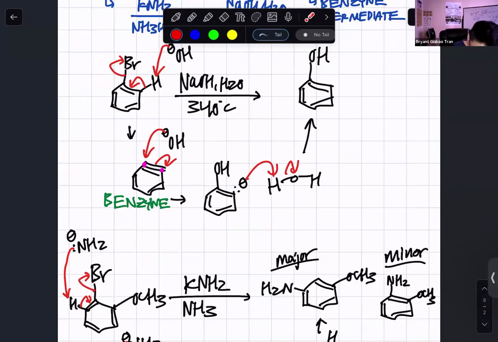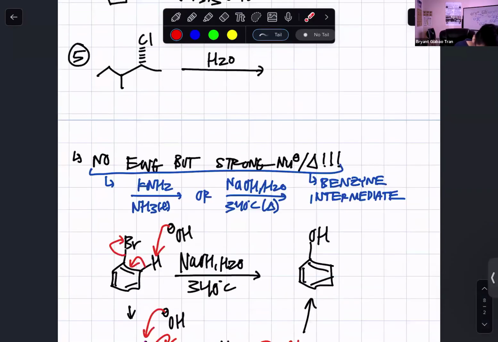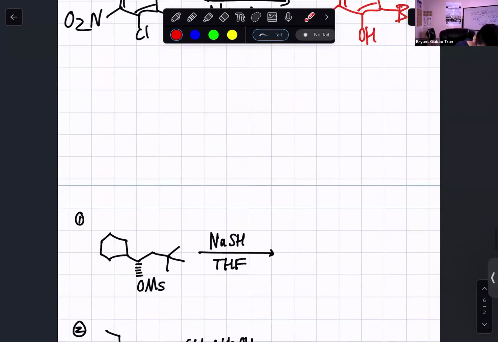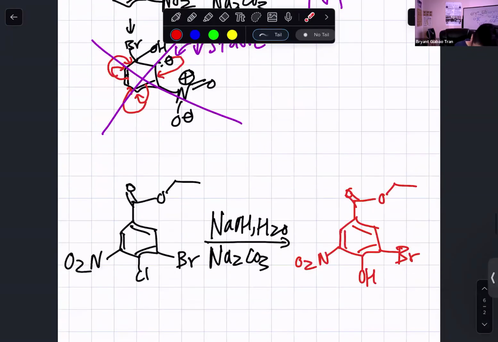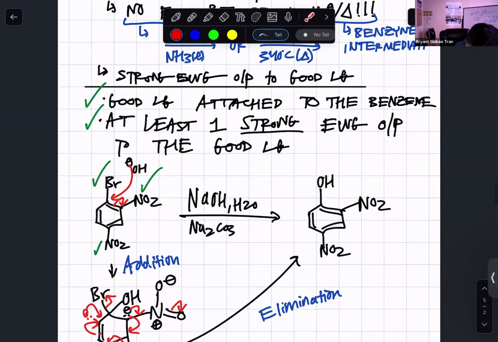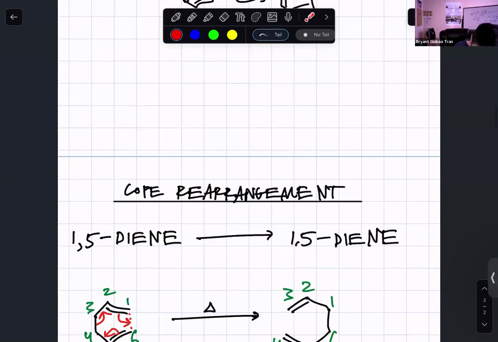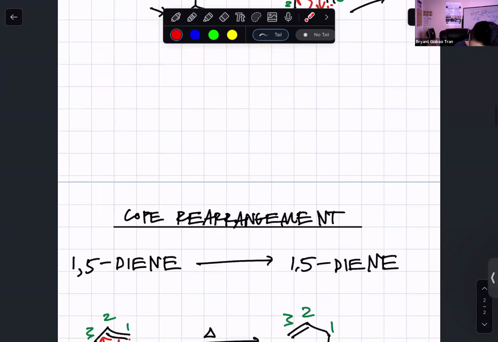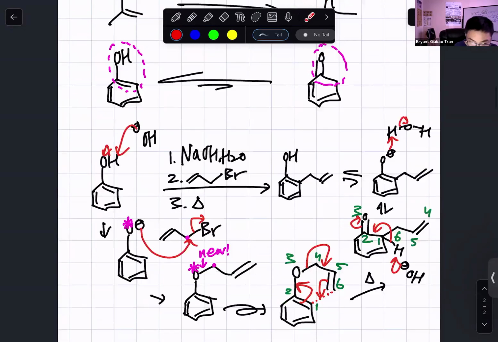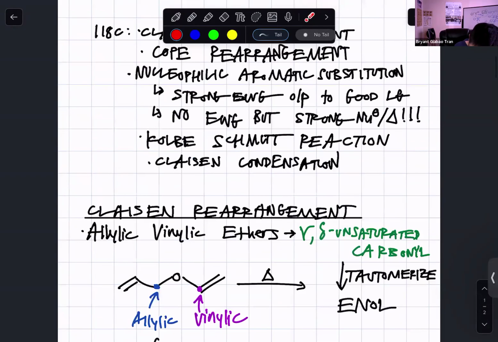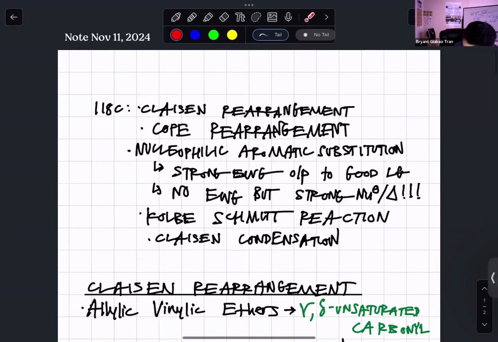So for the Kolbe Schmitt reaction, your reactant is going to be a phenol. And these are the three reagents that you're going to see. Some kind of base as the first step. Second step is going to be CO2. And the third step is going to be acid workup. What do you predict the first step is going to be here with the strong base?